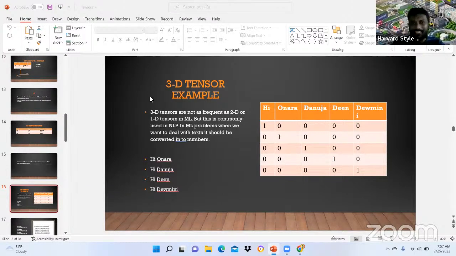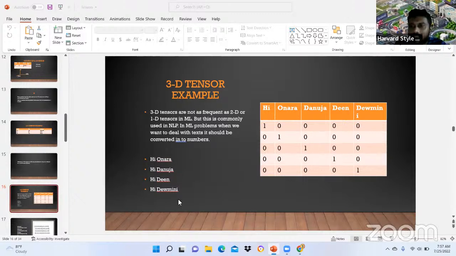Right. Okay. Then we'll come back to this natural language processing thing. Now we'll see. This is a 3D example. Now we'll see how this is a 3D example. Now I want to write this thing. I want to formulate these things: Hi Onara, hi Danuja, hi Dean, hi Devni.